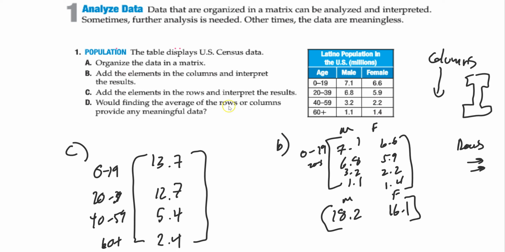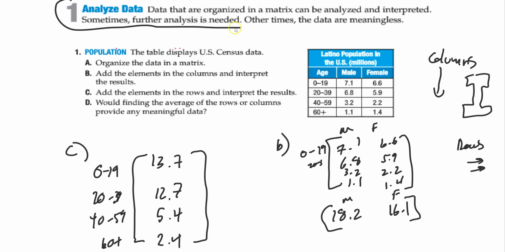Would finding the average of the rows or columns provide meaningful data? So if we find the average of these, would it do anything? Not really. Average male and female wouldn't give us anything. In this case, it doesn't give us anything, like it says up here.